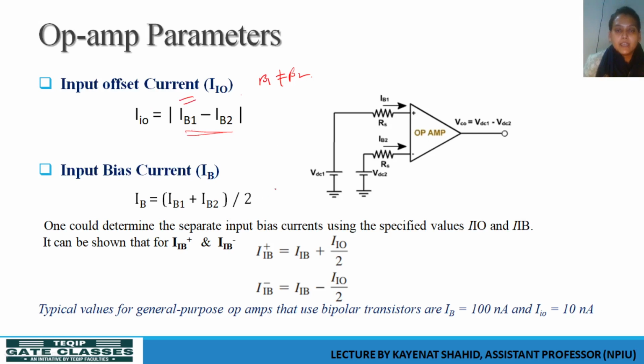Okay, and because this is not fixed, that is, in which terminal the base current will be how much, that's why for the total input bias current we actually take an average of both the currents.